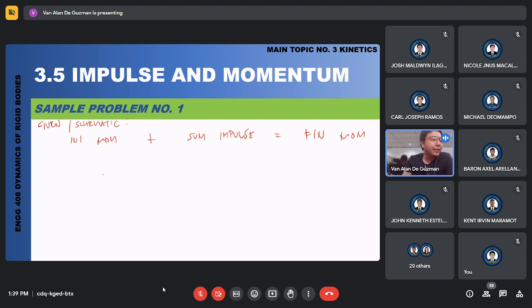Ano ba yung ating figure for our initial momentum? Ano ba yung ating values associated with the initial momentum? Mass and velocity lang, di ba? Kasi m times v. Paano natin ipapakita yon? If this is our crate, ito yung ating mass ng ating crate, 50 kilograms. Okay?